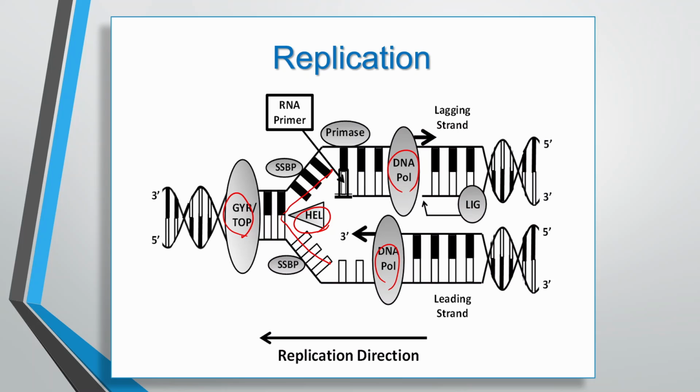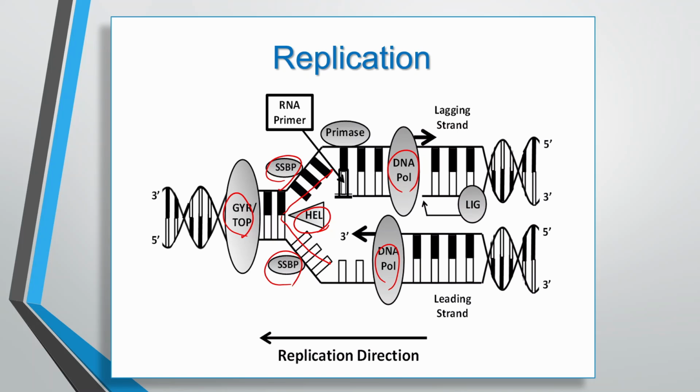Now, once the two strands are separated, single-stranded binding proteins bind the single strands of DNA that have been separated at the replication fork and prevent them from reannealing to one another. So that's what I've got here. Those would be your single-strand binding proteins. They do their job so that the DNA can't close back up again too soon.